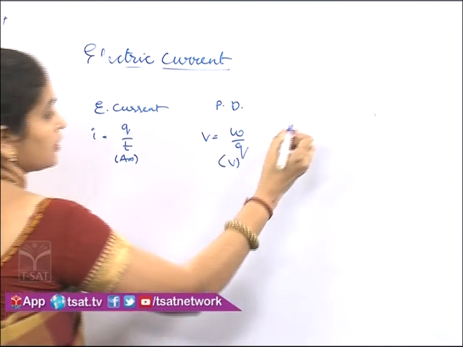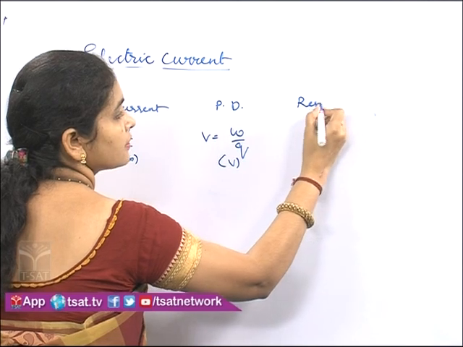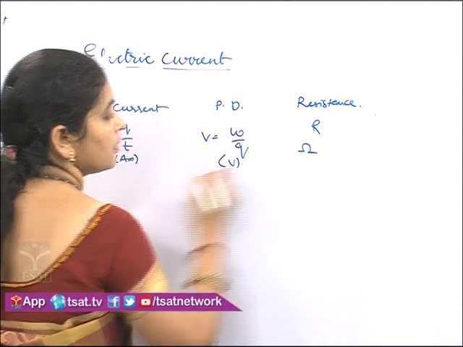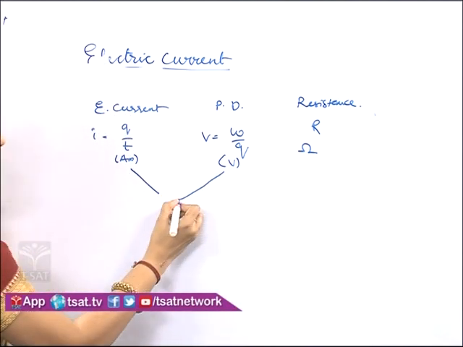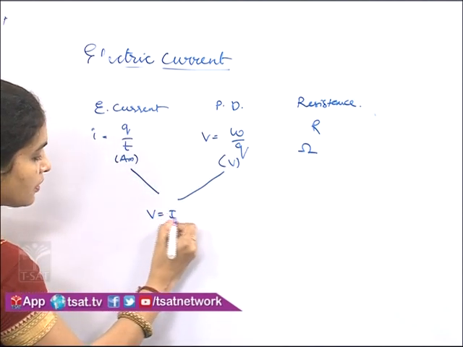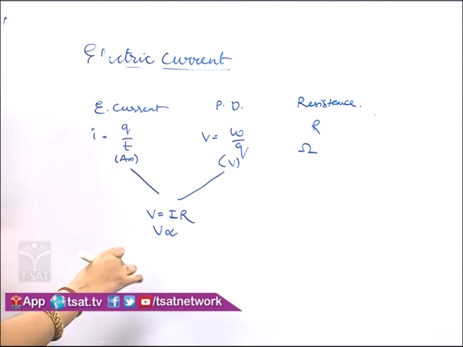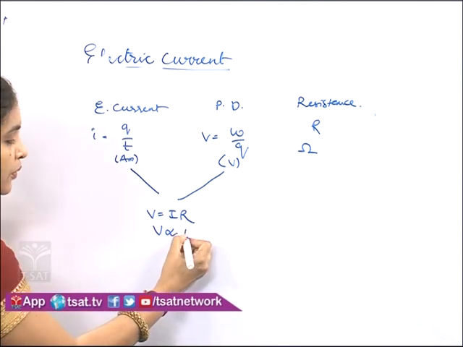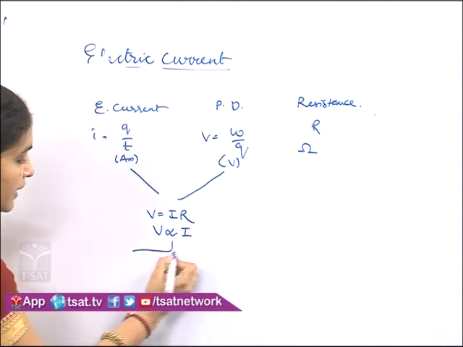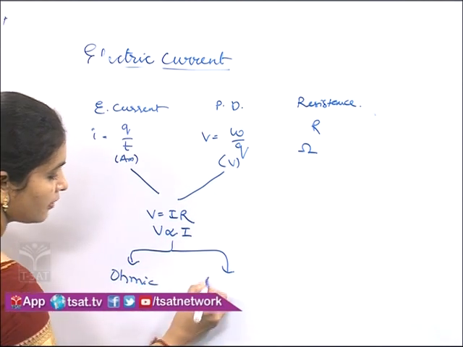Now, the obstruction offered to the flow of current is resistance. It is measured in ohm, and the relation between electric current and potential difference across the conductor is Ohm's law. At constant temperature, potential difference across the conductor is directly proportional to the current passing through it. Then, based on Ohm's law, the materials are classified into two categories, ohmic and non-ohmic.